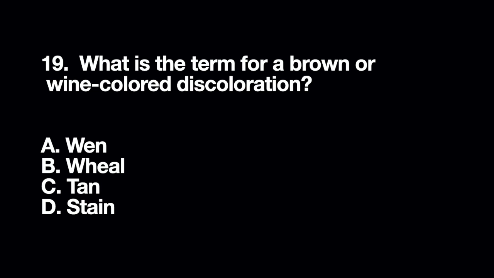What is the term for a brown or wine-colored discoloration? A. Wen, B. Wheal, C. Tan, D. Stain.